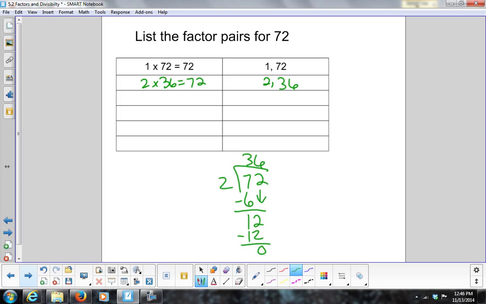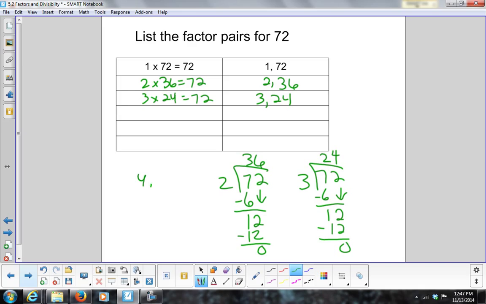All right, so then you have 72 divided by 3. 3 goes into 7 2 times. That would be 6. Carry the 1 down. This is 12. 3 can go into 12 4 times. Minus, that's a 0. So it'll be 3 and 24. Let's see if 4 can go in. 4 into 72. 4 can go into 7 one time. Carry the 2 down. 4 can go into 32 8 times. 4 times 8 is 32. Leaves me a 0. So I have 4 and 18.